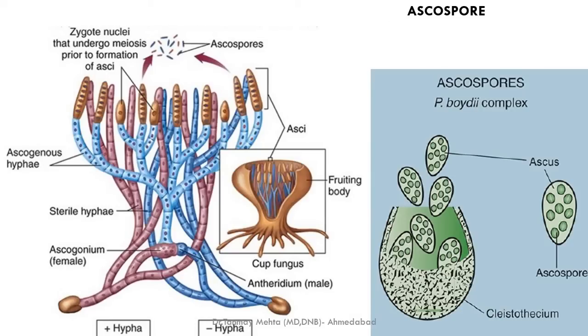So ascospores are usually formed within a sac-like structure known as Ascus. There are ascogenous hyphae, and they produce this sac-like structure which generates these ascospores. Zygote nuclei undergo meiosis to give rise to this. Because they are produced within an ascus, a sac-like structure, they are known as ascospores.